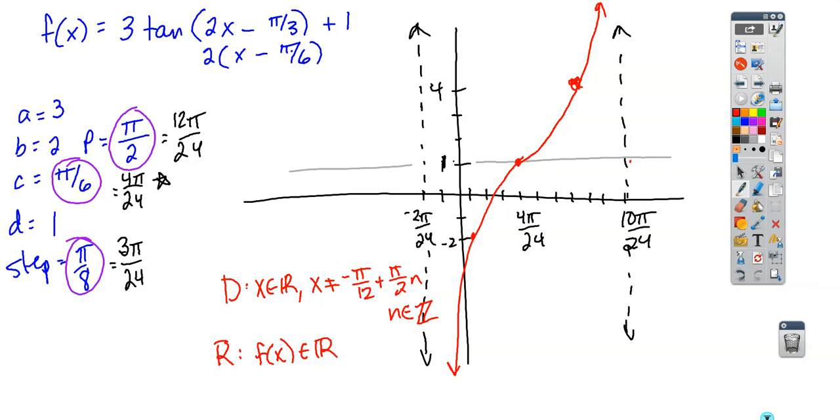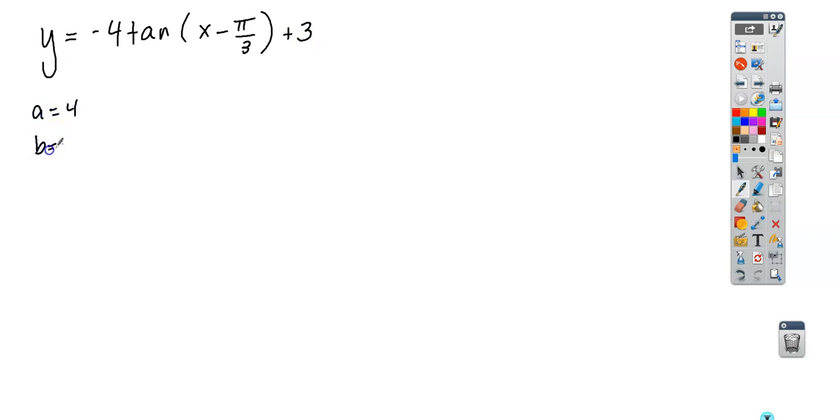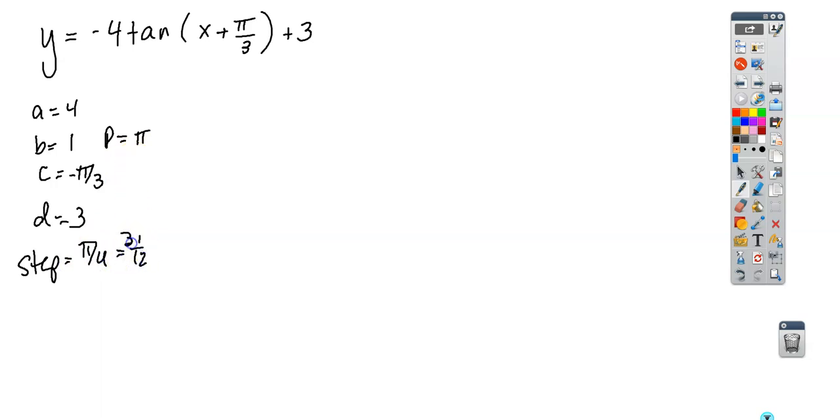Okay. And if it was a negative tangent, what do you think you would do? I'll keep this one easy. -4 tan of (x + π/3) + 3. So b hasn't changed, so that means your period is just going to stay π. My phase shift is π/3. You know what? Let's make it plus. So it's going to be -π/3, and my d value is 3. My step is 1/4 of my period, so π/4. So I'm going to have to change everybody into 12ths.